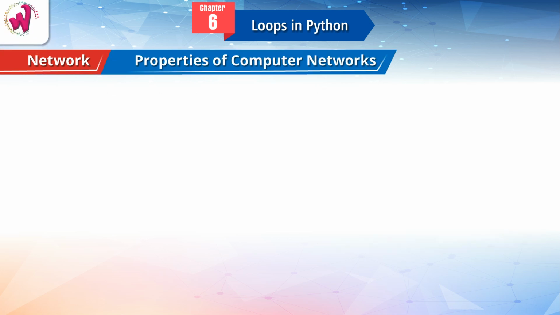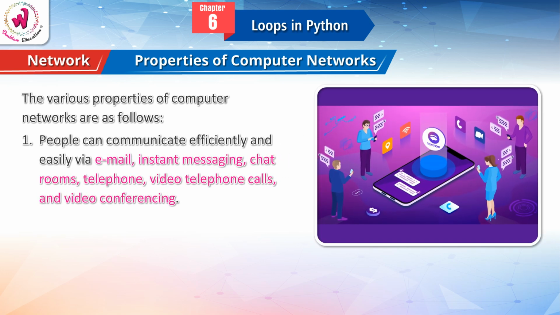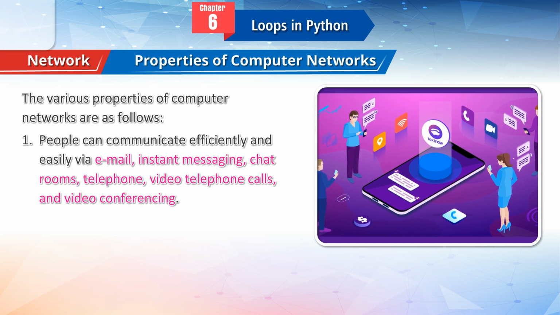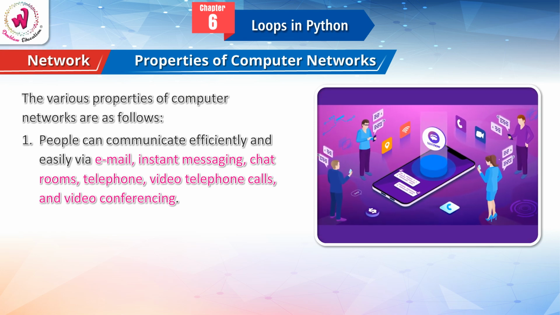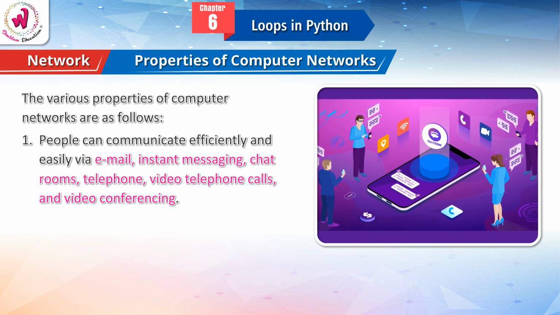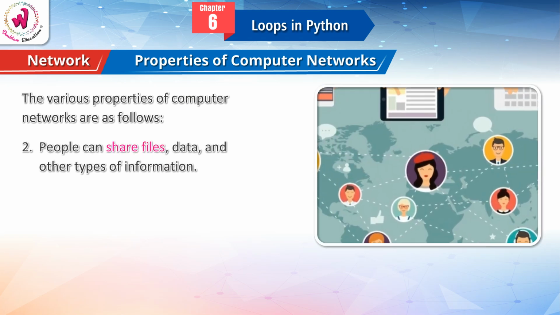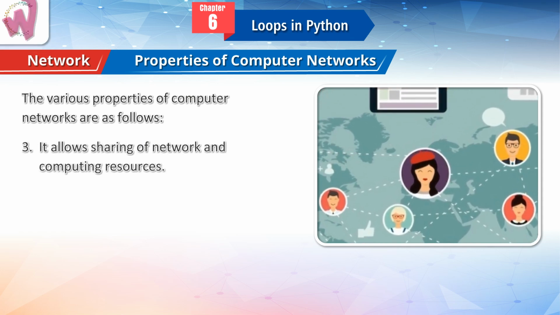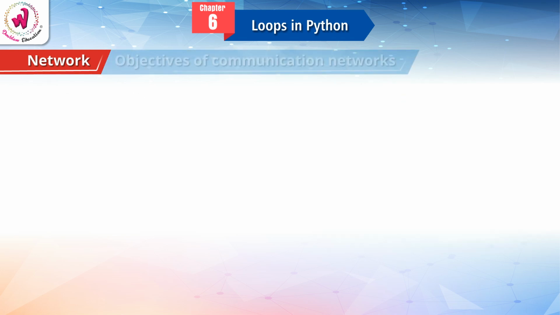Properties of computer networks. The various properties of computer networks are as follows. 1. People can communicate efficiently and easily via email, instant messaging, chat rooms, telephone, video telephone calls, and video conferencing. 2. People can share files, data, and other types of information. 3. It allows sharing of network and computing resources.